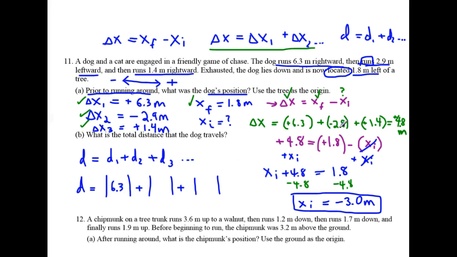The next displacement was negative 2.9, but you have to take away the negative sign because the distance was just a positive 2.9. And then the last displacement of the dog was 1.4, so you make that positive, which it already is. You add these up, and what do you get? The distance is 10.6 meters. Alright, that's how you solve these problems.